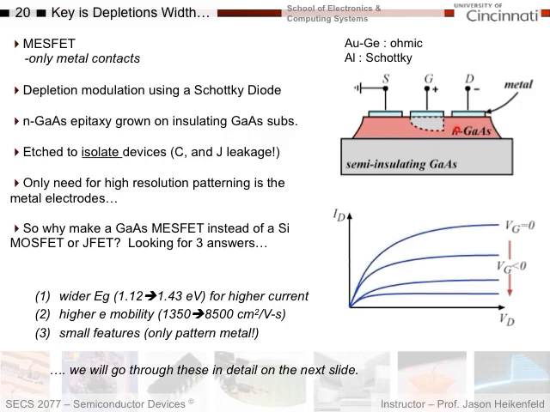The other thing nice about gallium arsenide is the electron mobility. Compared to silicon, gallium arsenide has a much higher electron mobility.